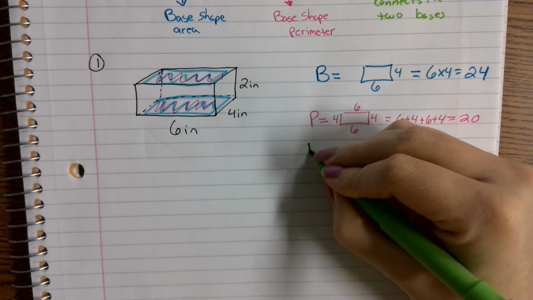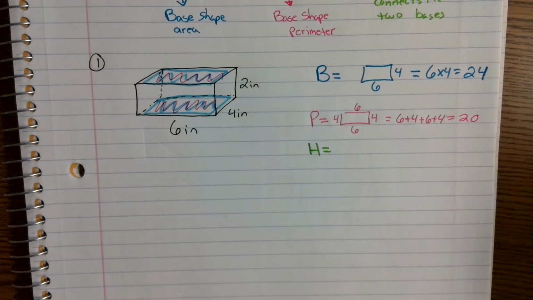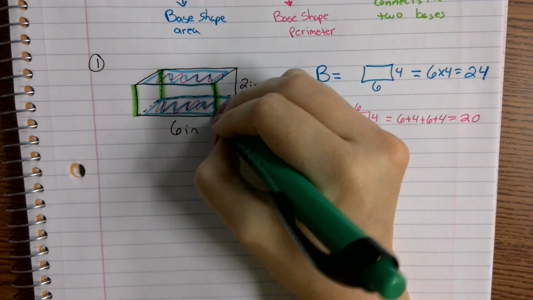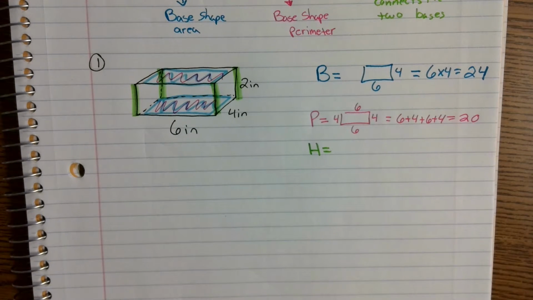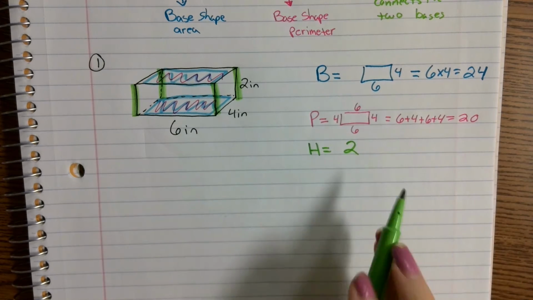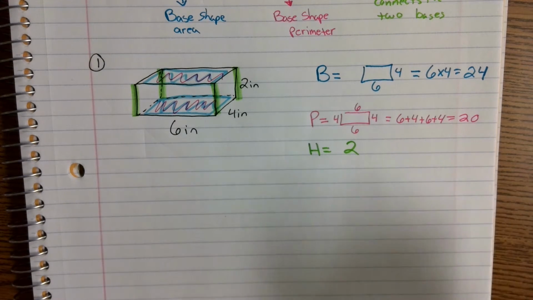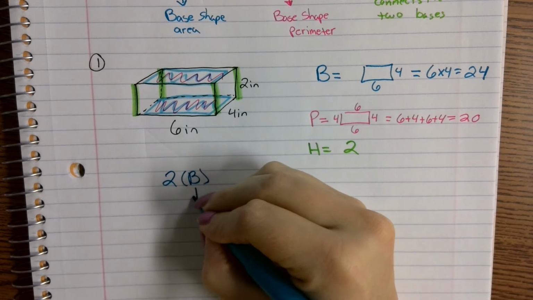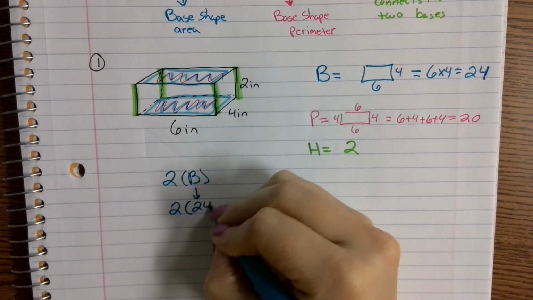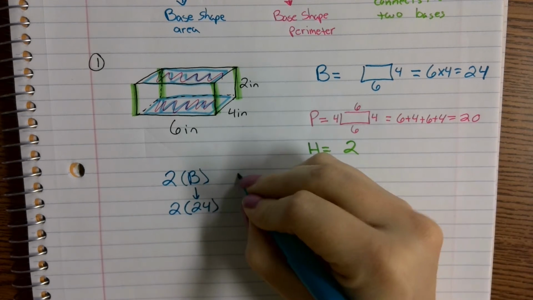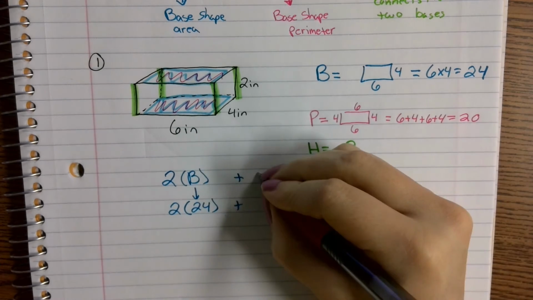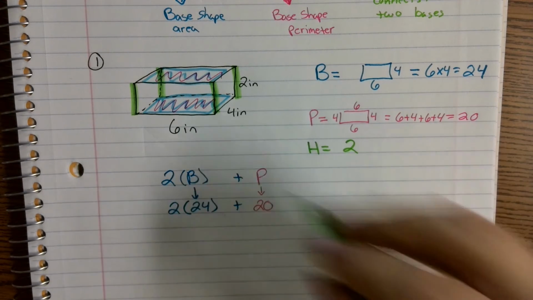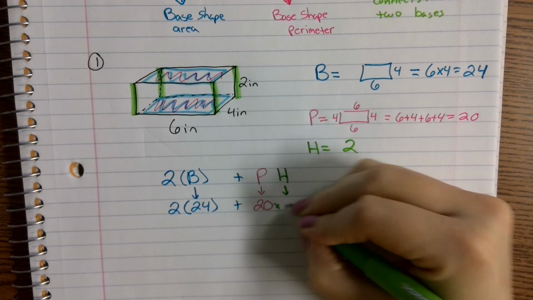And then, of course, as always, H, that's the value that connects the two bases together. What measurement is that? 2. It's these lovely little sides right here that are going to connect them all together. So 2. Now all you have to do is just plug that information into the formula. Our formula again was 2 times big B. So that means it's 2 times 24 plus perimeter, which was 20, times height, which was 2.